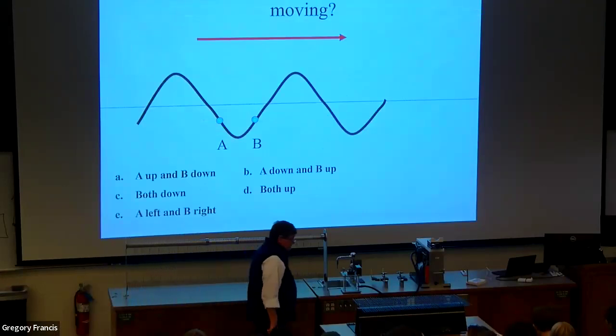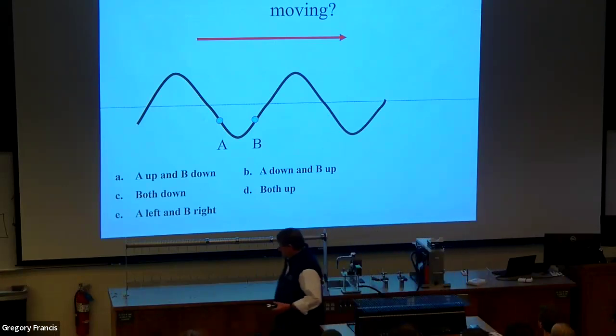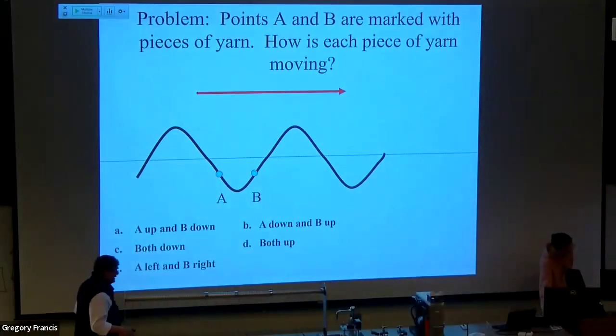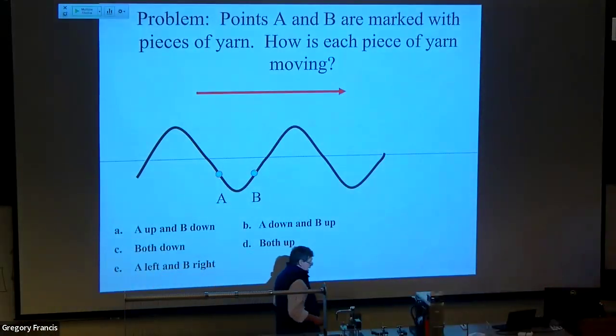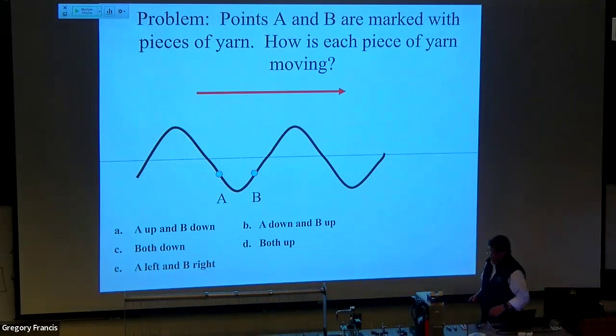Now, let's check to see how well you understand. This comes from the textbook. You have a transverse wave going down a spring, and it's moving to the right. And we tie two little pieces of yarn, one at point A and one at point B. And what we have here is a snapshot right at noon. Took this picture right at noon.